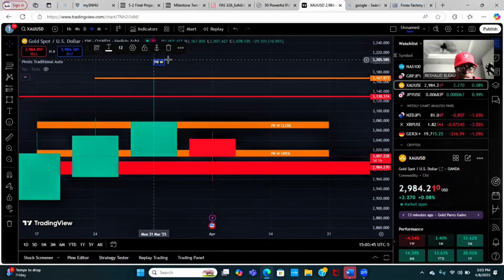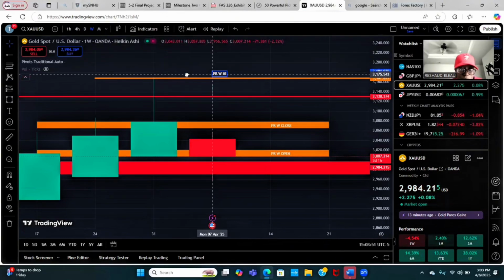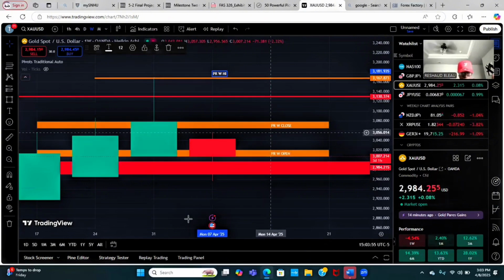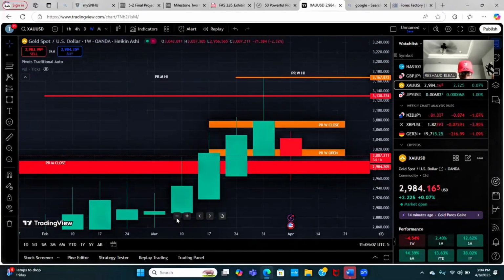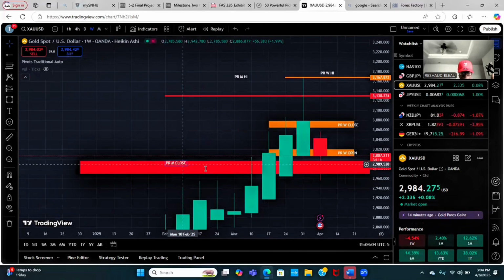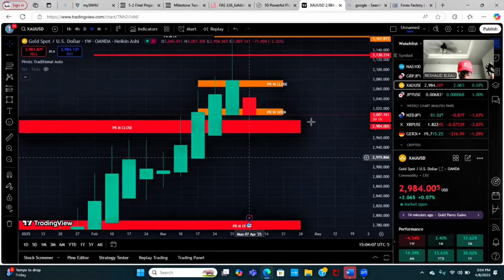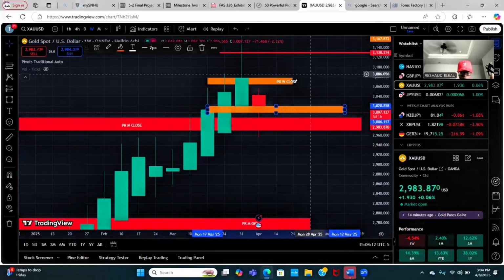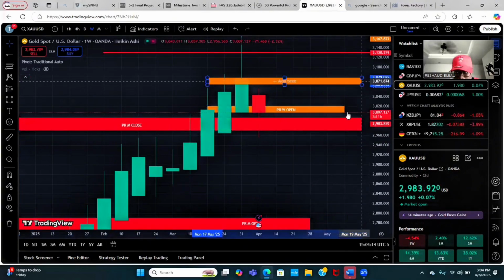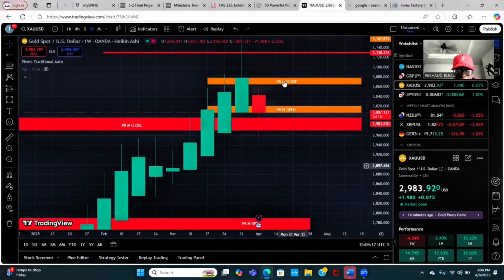Previous weekly high. All right, so we have a previous weekly high. We have a previous weekly open and a previous weekly close, right? Price is not below the previous weekly open. Price is not below the previous monthly, right? What's the previous monthly close? Put it on over. Slide that on over.